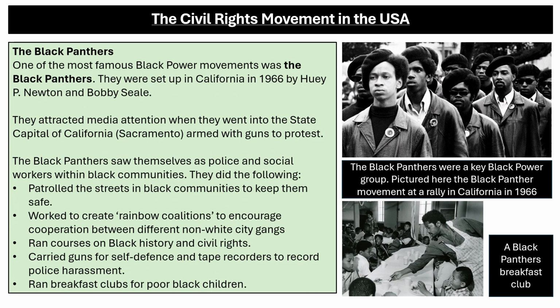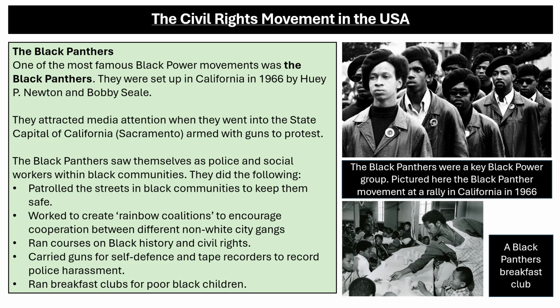Now, another famous Black Power movement was the Black Panthers. They were set up in California in 1966 by Huey P. Newton and Bobby Seale. They attracted media attention when they went into the state capital of California, Sacramento, armed with guns to protest. The Black Panthers saw themselves as police and social workers within black communities, and they did the following things.